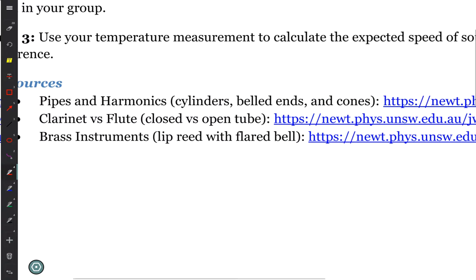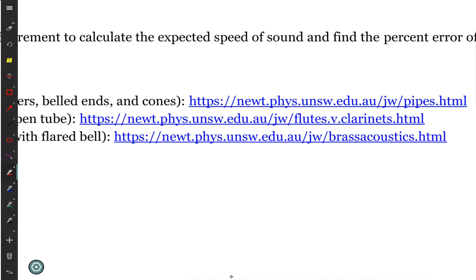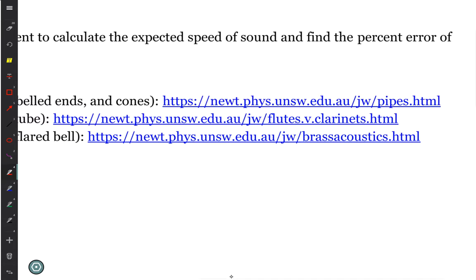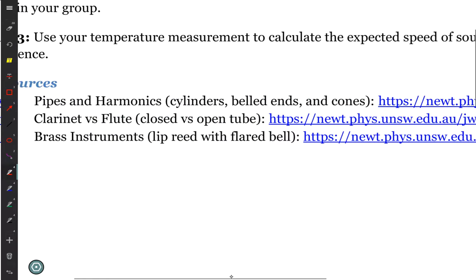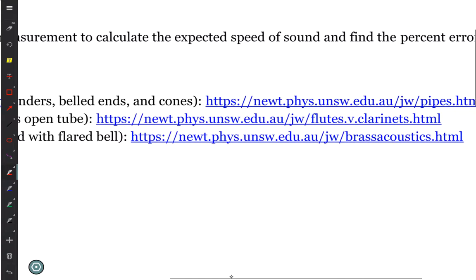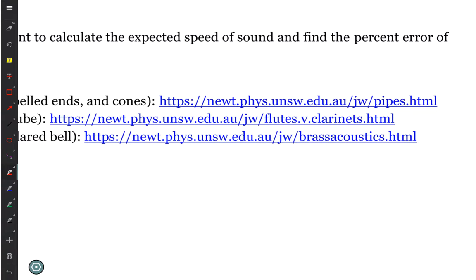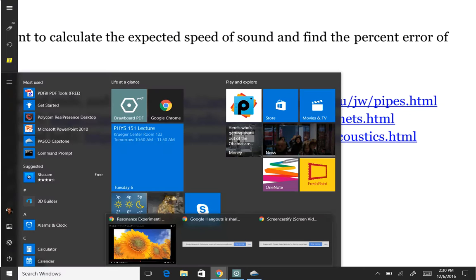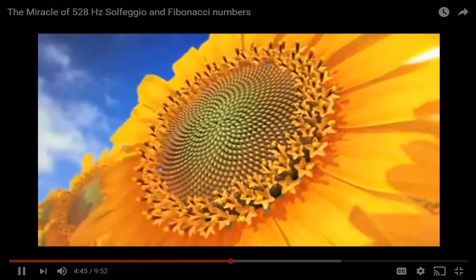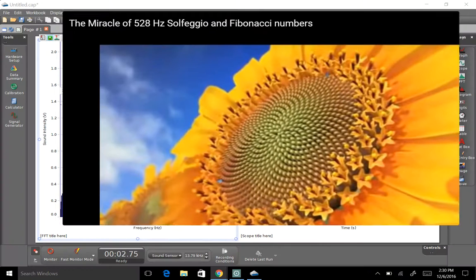So the first one, pipes and harmonics. The second one, clarinet and flute. And the last one, brass instruments. If you brought a brass instrument, obviously you'd want to look over the brass instrument one. If you brought a woodwind, the clarinet versus flute one. And then the first one, pipes and harmonics, is a basic thing that tells you some keys. So let's look at each of these. These are all from the same professor somewhere in Australia.